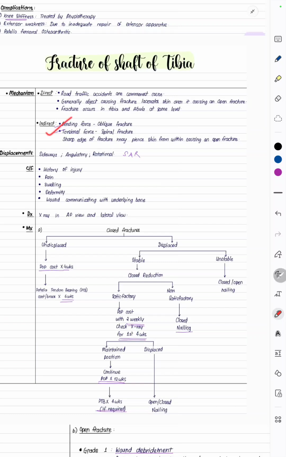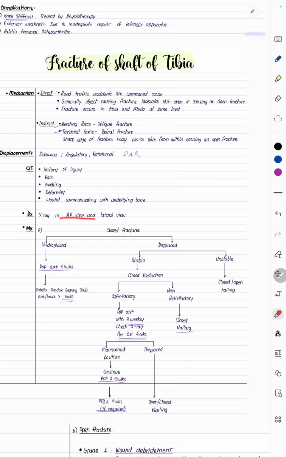Now indirect fractures: a bending force will lead to an oblique fracture, and a torsional force at the tibia will lead to a spiral fracture. The sharp end of the fracture fragment may pierce the skin to make it an open fracture. The displacements are given by the mnemonic SAR: sideways, angulation and rotational displacement are present. The clinical features: there is a history of trauma, then pain, swelling, deformity, and a wound communicating with the underlying fracture.